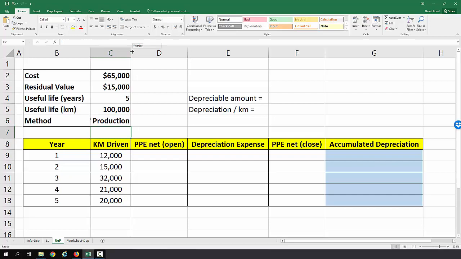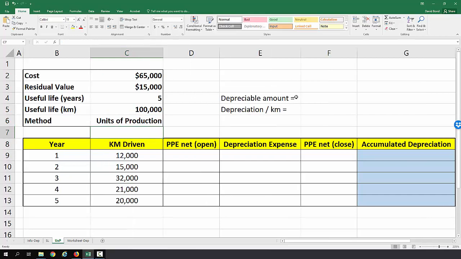Units of production. And it's going to be the same depreciable amount because you're doing the same overarching thing, which is allocating the depreciable amount out across the useful life. But in this case, the useful life is not time, it's some sort of output measure, in this case, kilometers, which is kind of the production measure for a truck.